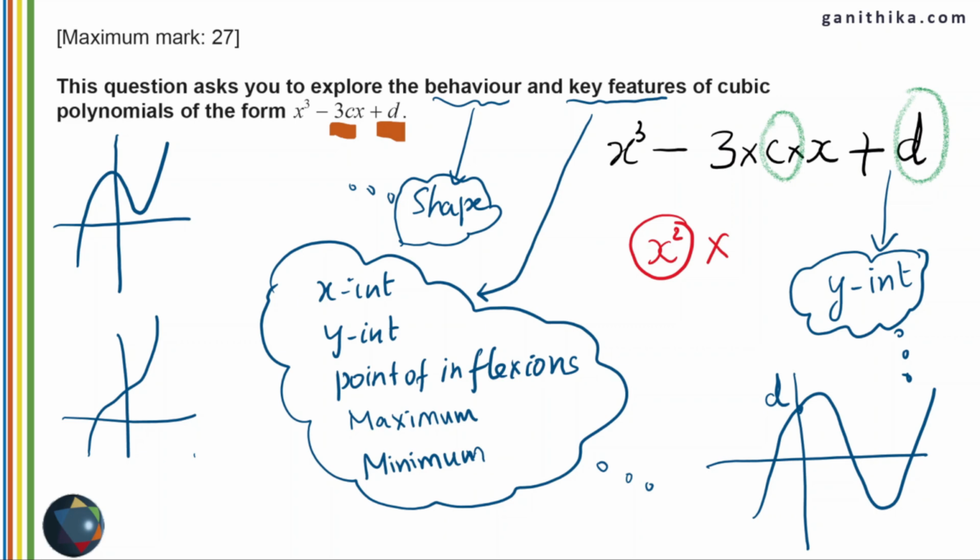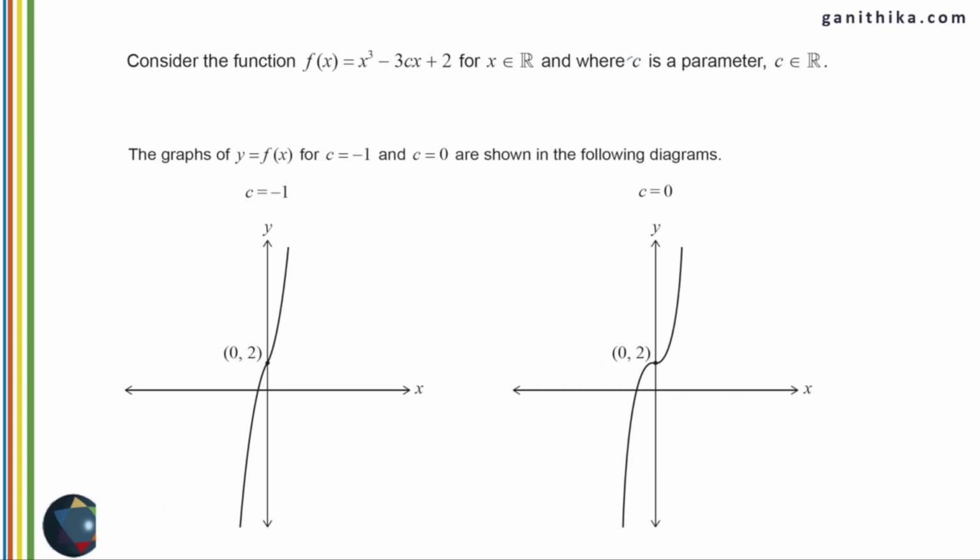So now that we have collected all that we know, let's continue with the question. The first part of the question is, consider the function f of x is equal to x cube minus 3cx plus 2. In this case, d is equal to 2. And we are going to change the values of c only. In this case, x is all real numbers. Of course, it's a variable, and c is a parameter where c is a real number. So you can change the c values using all real numbers.